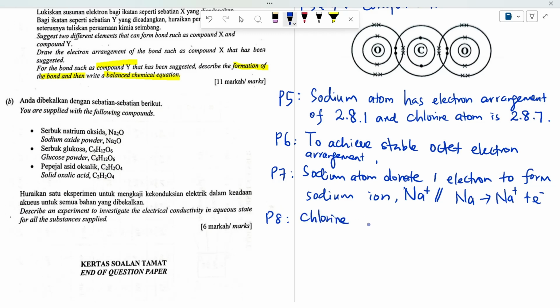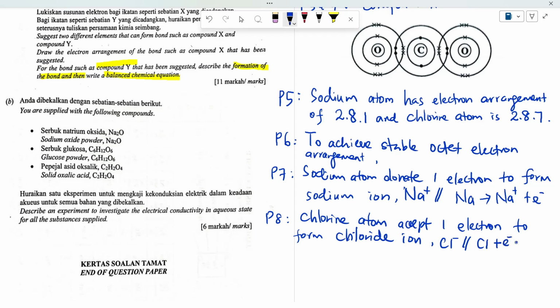The chlorine atom. Here all need to be mentioned. It accepts 1 electron from the sodium atom just now to form chloride ions. You can also write the equation: chlorine gains 1 electron to form a chloride ion. Okay. Then point number 9.